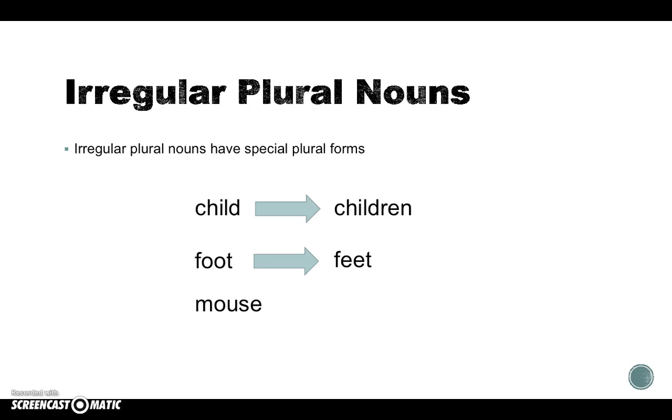Finally, mouse. I don't have mouses crawling around my house. I have mice. Truly, the only way to know these is to memorize them. There's no trick to remember them. However, you all have the benefit of speaking English, so you should know just from speaking. You would never say childs, you would never say foots, you would never say mouses. It would be children, feet, and mice.